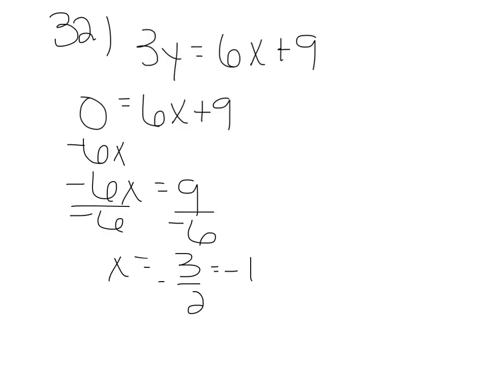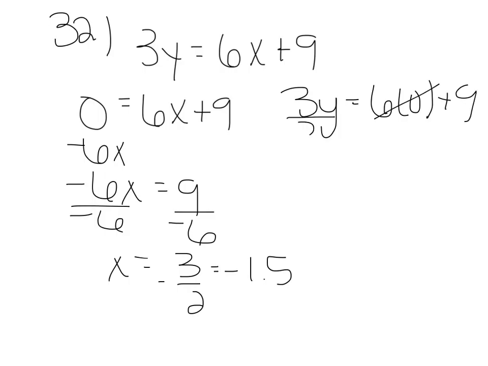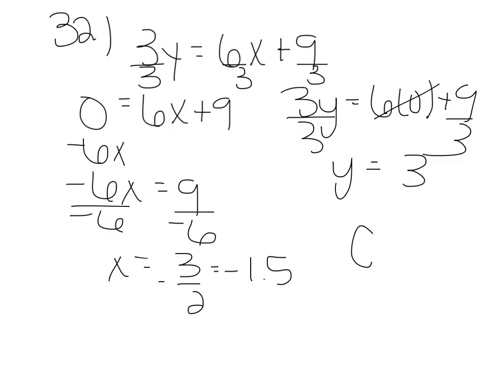which is the same as negative 1.5. To find the y-intercept, we set x to 0, so I have 3y is equal to 6 times 0 plus 9. So this goes away, so we divide by 3, and y is equal to 3. So looking through your responses, it looks like the only ones that actually have an x-intercept of negative 1.5 are C or D. And then looking at their y-intercepts, only one of them has a y-intercept of 3. So your answer is actually already C without having to find the slope. If you wanted to find the slope, go back to your original, divide by 3, and you would have gotten 2 anyway.